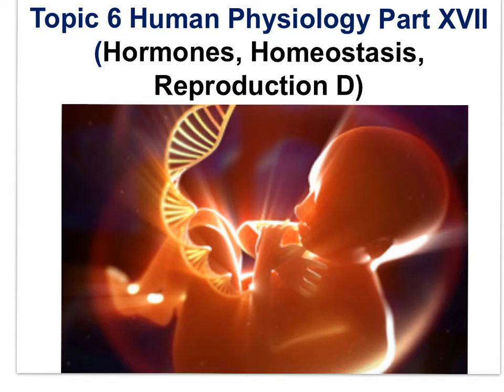IB Bio, Topic 6, Human Physiology, Part 17, Hormones, Homeostasis, Reproduction, D, is the fourth of 4 parts on hormones, homeostasis, and reproduction. This movie will have its focus on female reproductive anatomy and physiology. The essential idea is hormones are used when signals need to be widely distributed through the body.